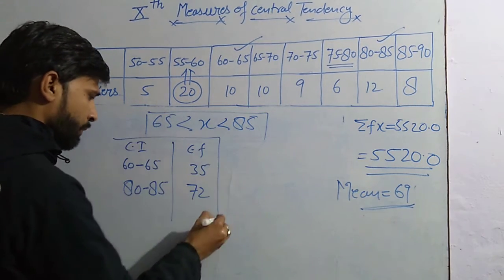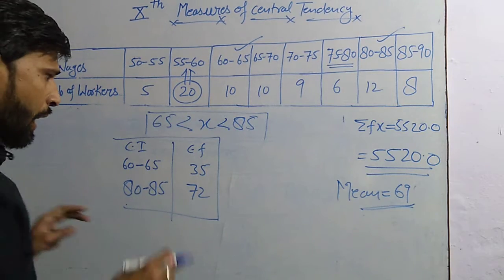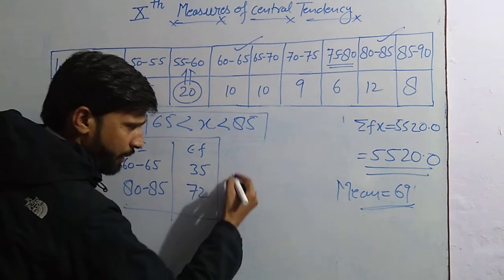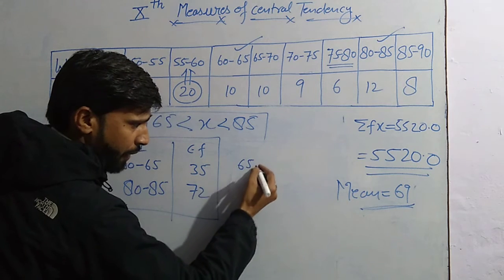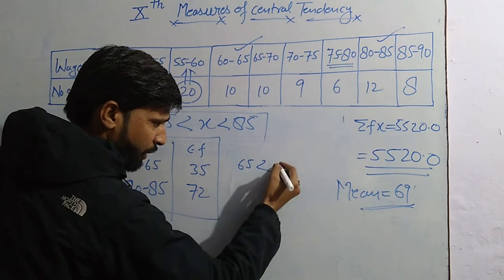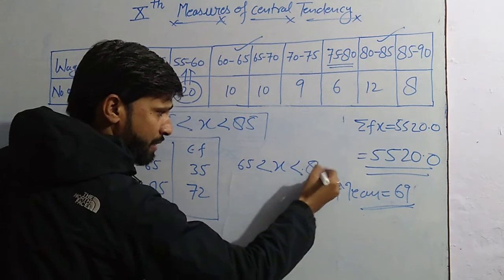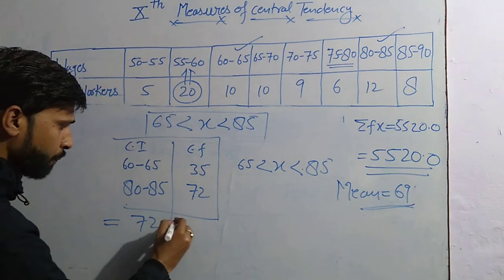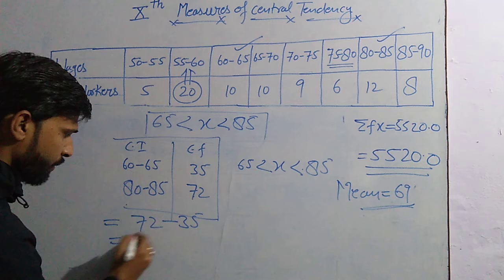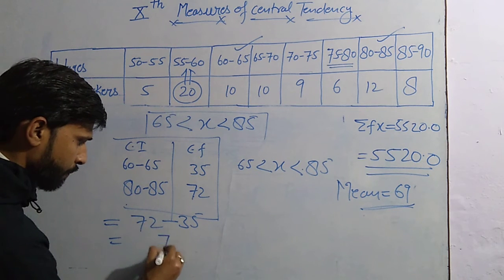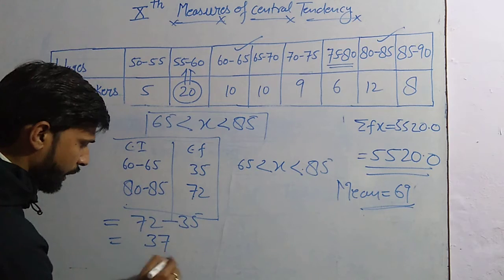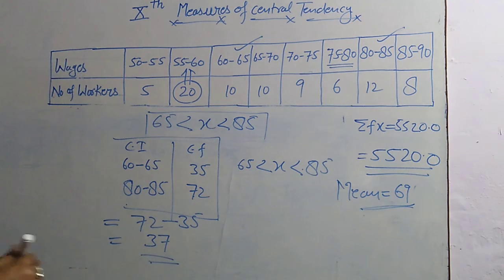Thus we can say that the number of workers getting wages more than 65 but less than 85 is 72 minus 35. Then we get 37. Now this is the required answer for question number 4.